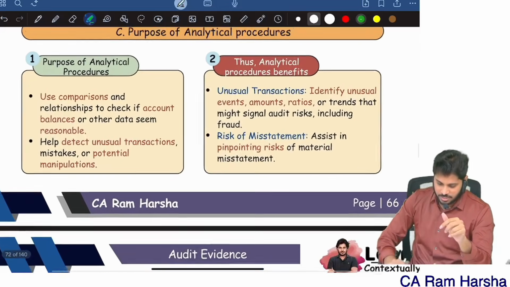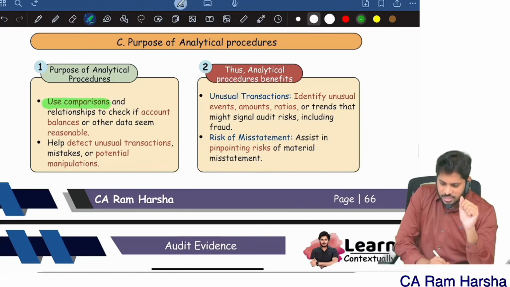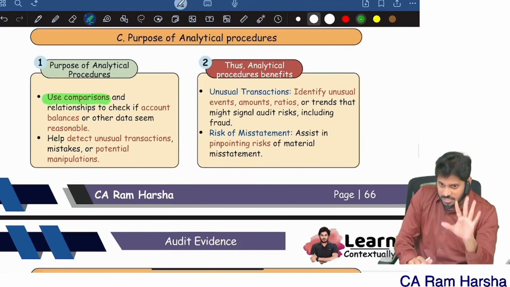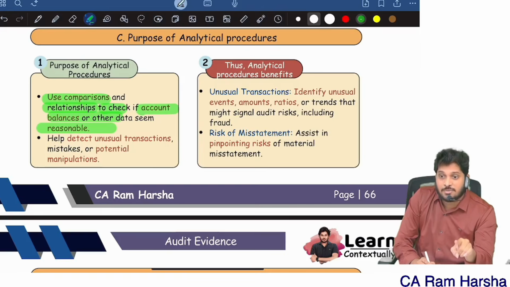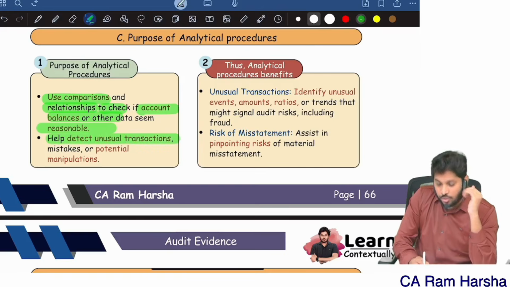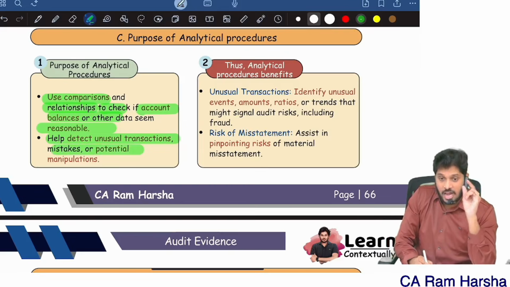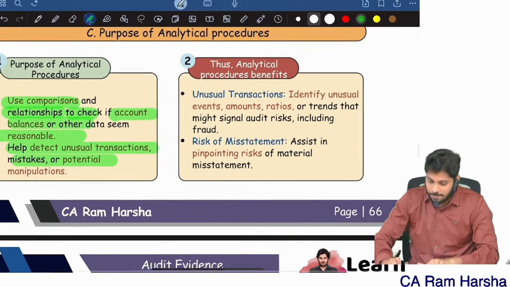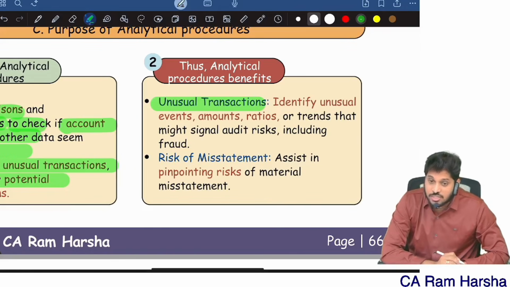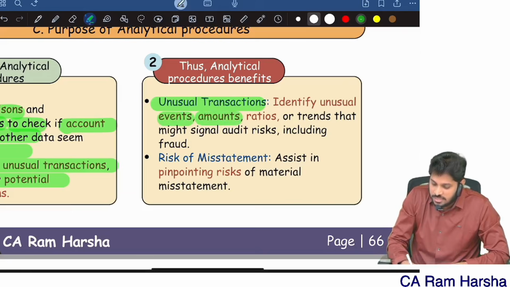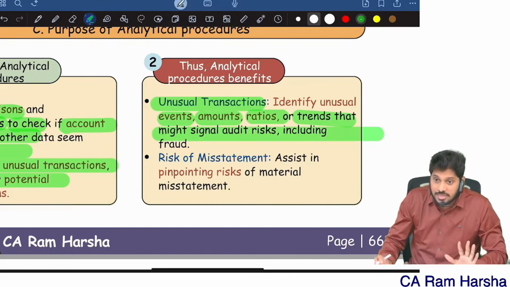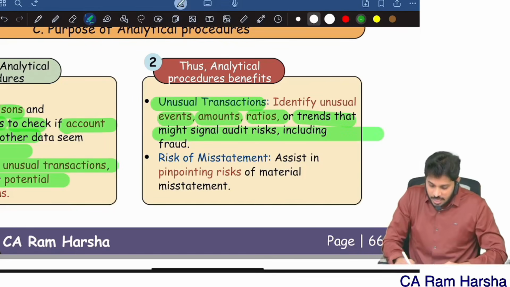Next, purpose. We use comparisons. Ultimately we compare or we study relationships, yes or no? To check what? Whether the account balance is looking reasonable or not. Yes or no? So because of these comparisons and relationship studies, we will identify unusual transactions, unusual mistakes, unusual manipulations, all that. Correct? Suppose you found no unusual transactions. What is an unusual transaction? Events, amounts, ratios, trends, whatever will signal some risk of misstatement.